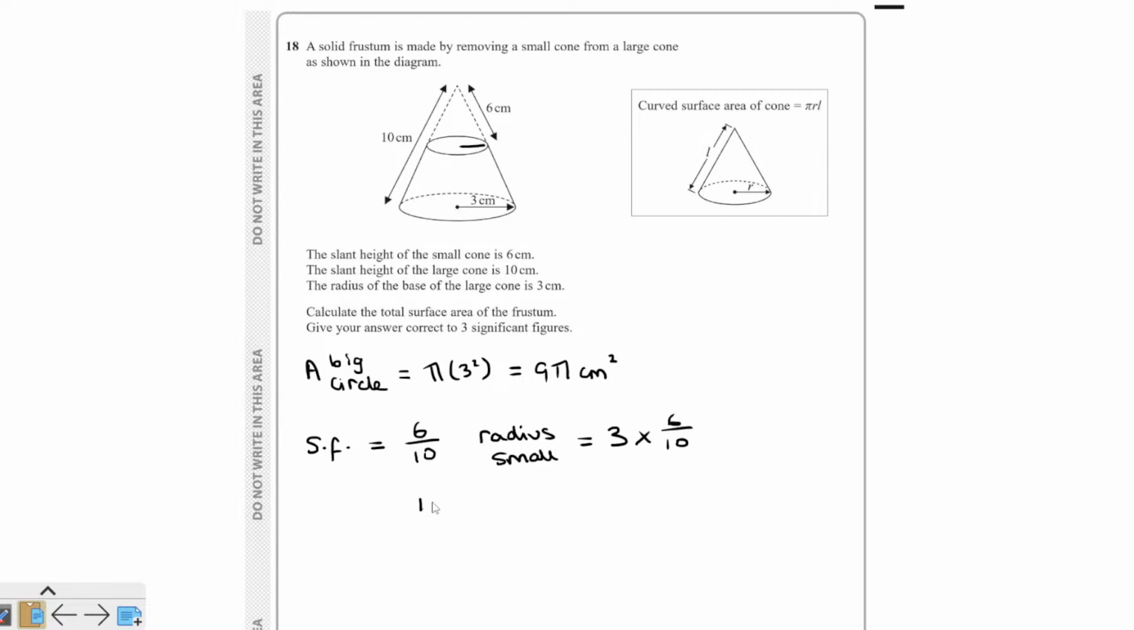If you did it the other way, let's say you did it this way, 10 over 6, which is fine, you would have to divide. Okay, so just double check which way around you've done it. Because obviously we want our answer to be smaller. The radius of the small circle must be smaller than 3 centimeters.